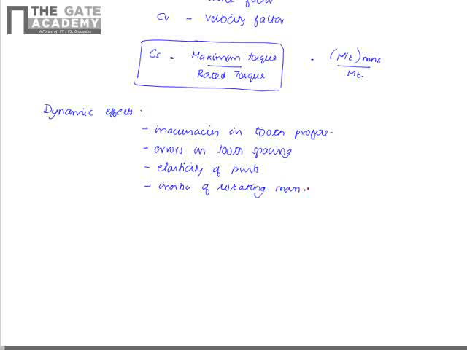Therefore, in order to account for these dynamic effects, the velocity ratio CV is considered, and we get P effective as CS by CV into PT. Now, how do we do the design of the gears based on these parameters?